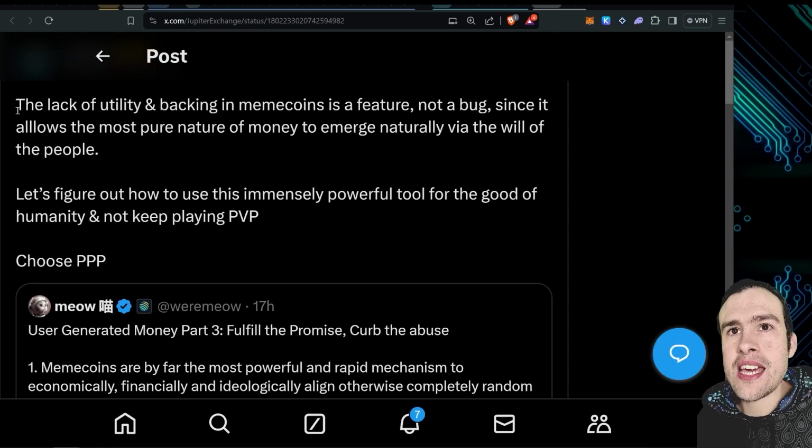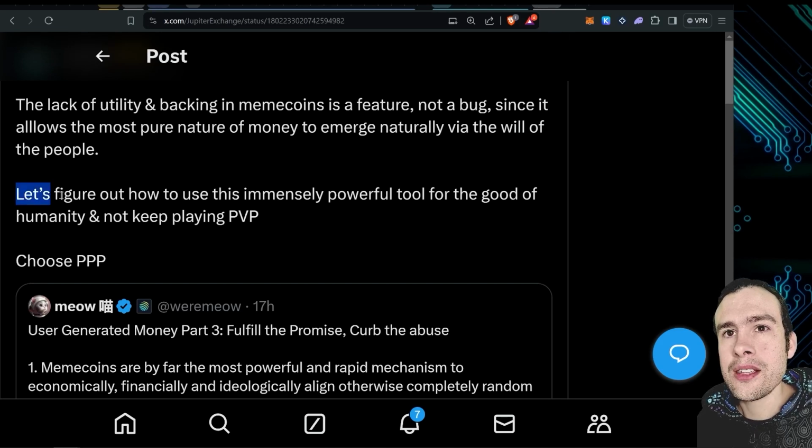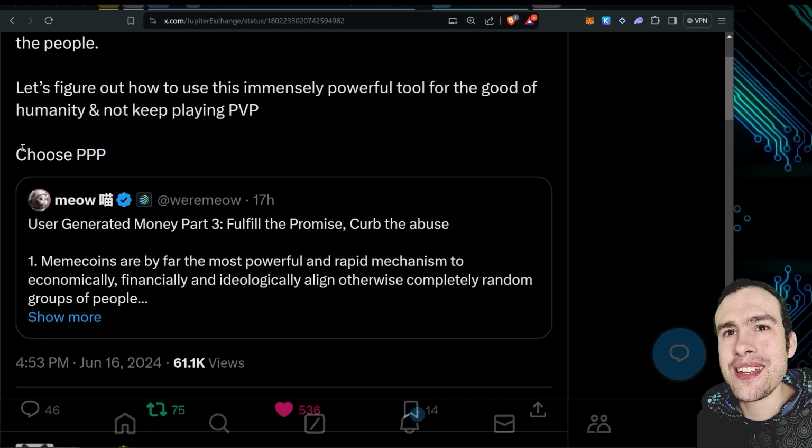So there's an interesting take from the Jupiter team here. The lack of utility and backing in meme coins is a feature, not a bug, since it allows the most pure nature of money to emerge naturally via the will of the people. Let's figure out how to use this immensely powerful tool for the good of humanity and not keep playing PvP. Choose PPP. So this is one thing that Meow said.